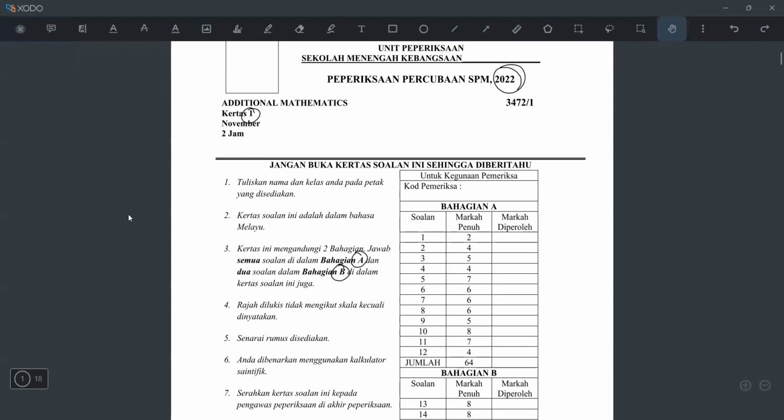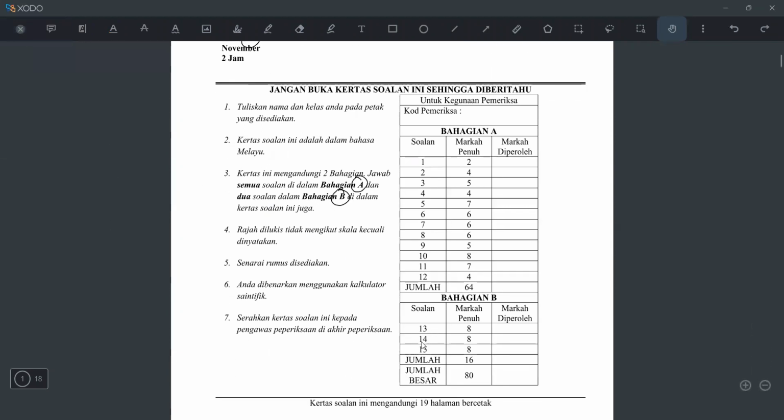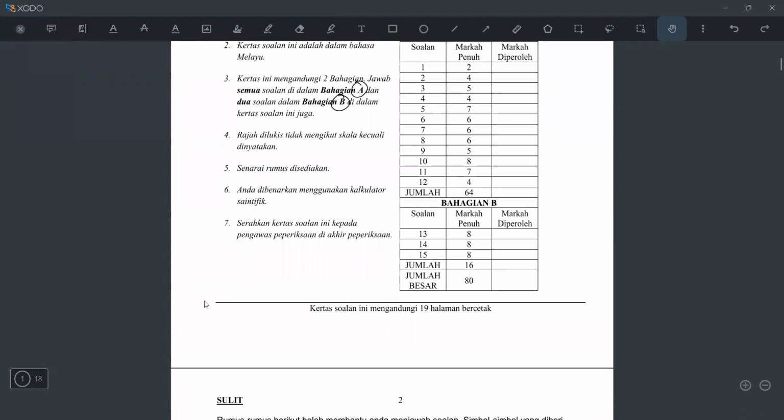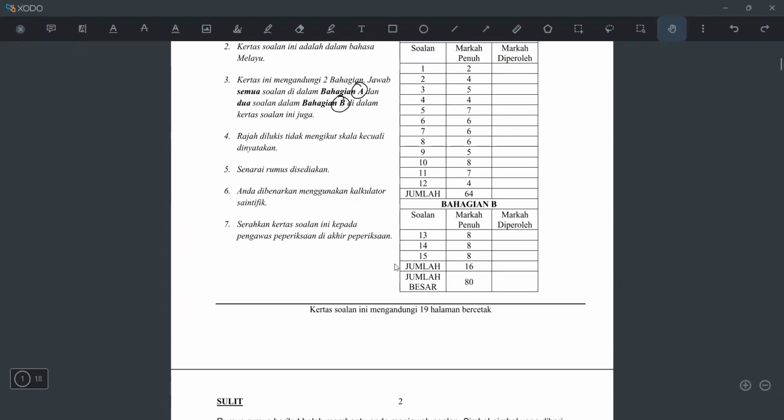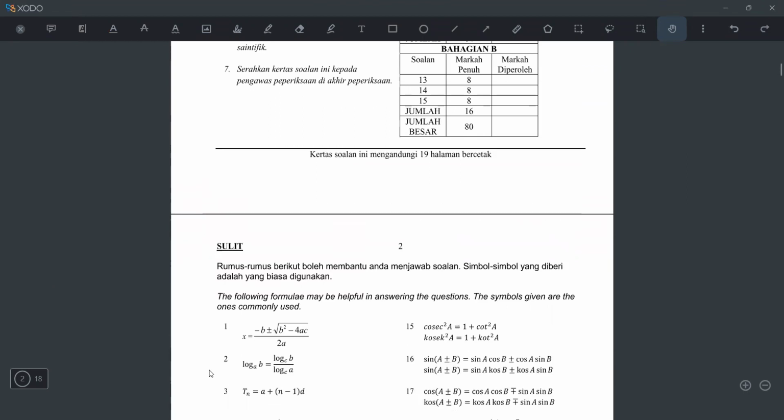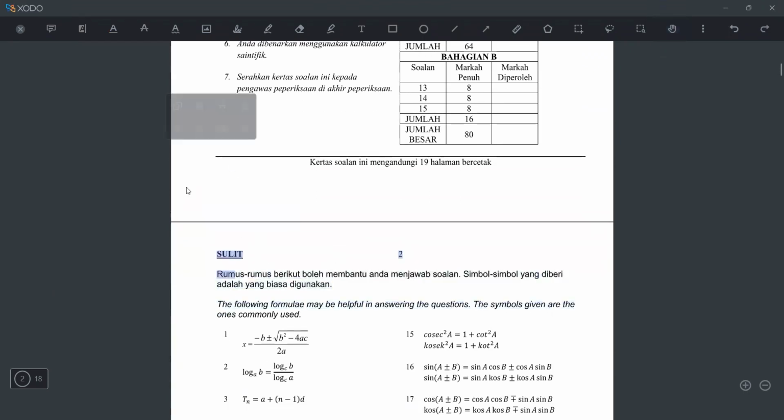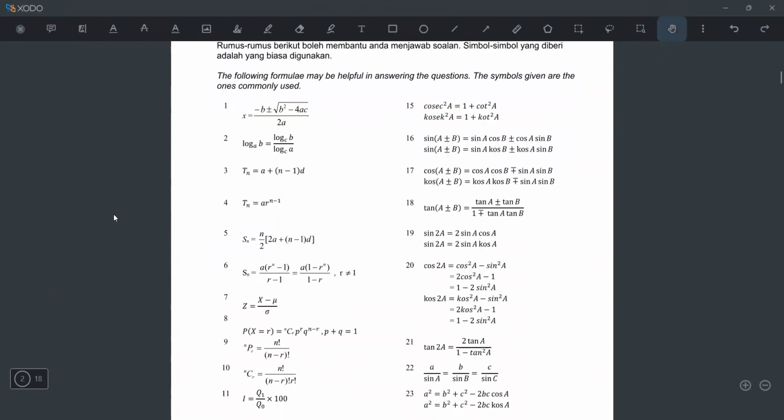Maksudnya, it means you have to answer only two questions in bahagian B. They give you three, but you only choose two. But I will do all three. It means I will do all soalan in bahagian A and bahagian B, all of it, because we are doing revision, right? So I will do all of it. But of course, during the exam, you don't have to do all of it. But since we are doing revision now, I recommend you do all of it also.